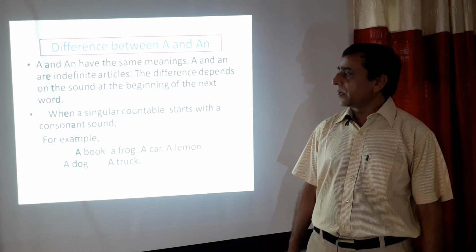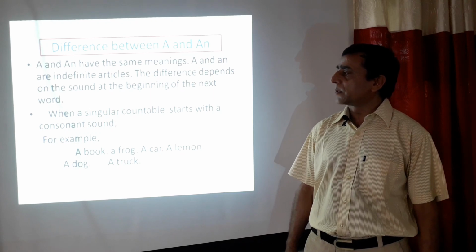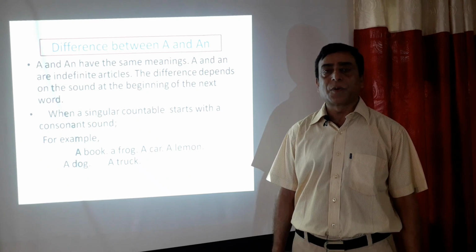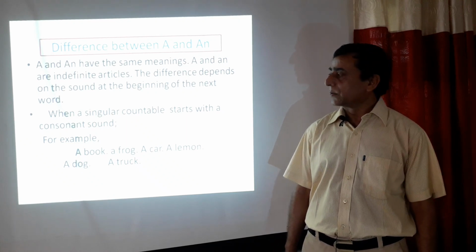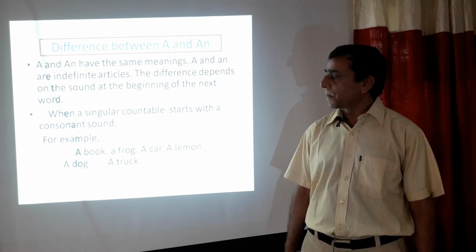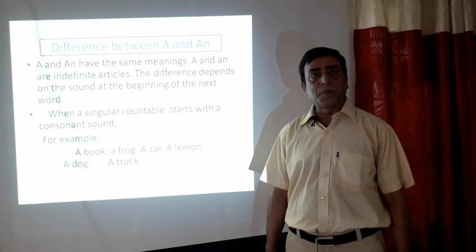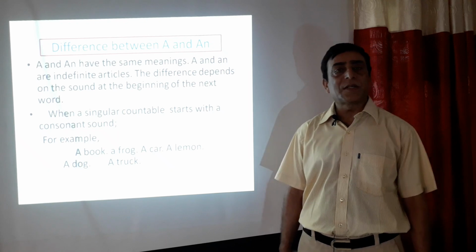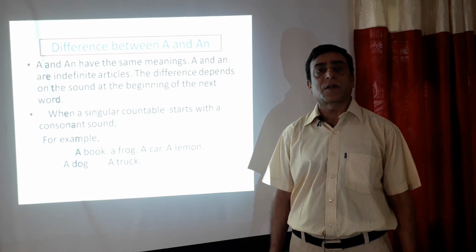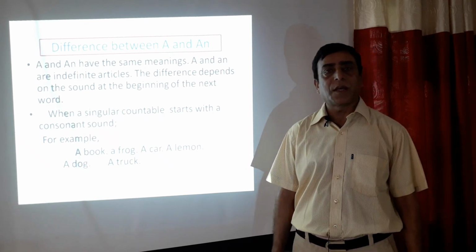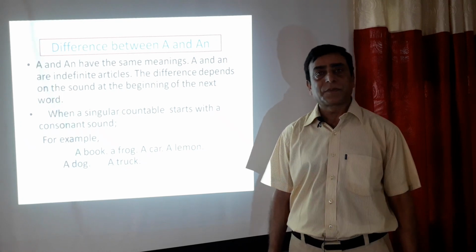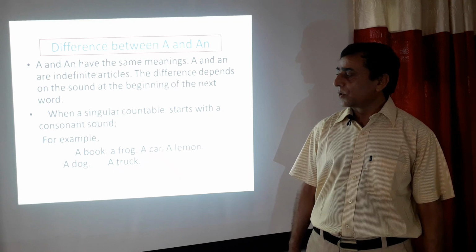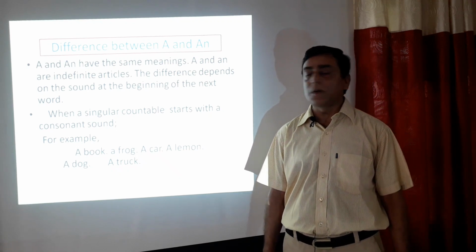Second one, when a singular countable noun starts with a consonant sound, we keep the article a before it. For example, a book. Before book, we use the article a because B is a consonant letter as well as the sound is also a consonant. So, we use a. A frog, it starts from F. So, we use the article a before frog.